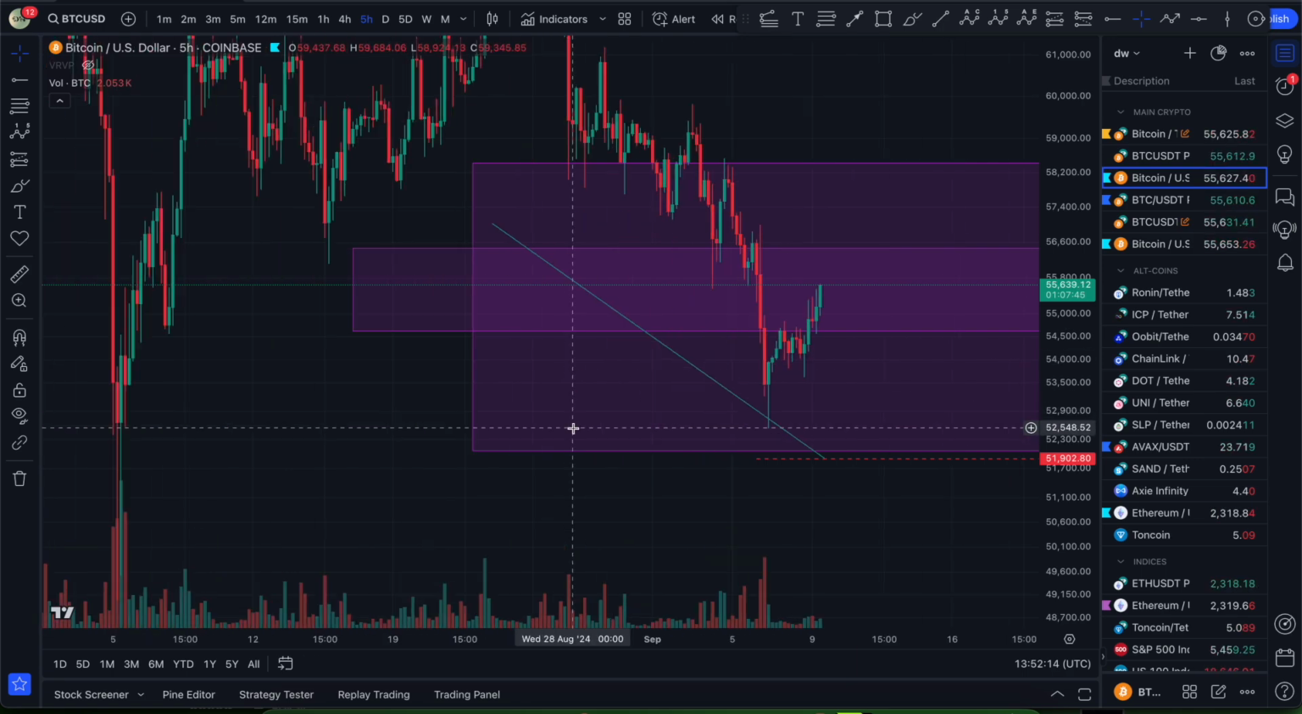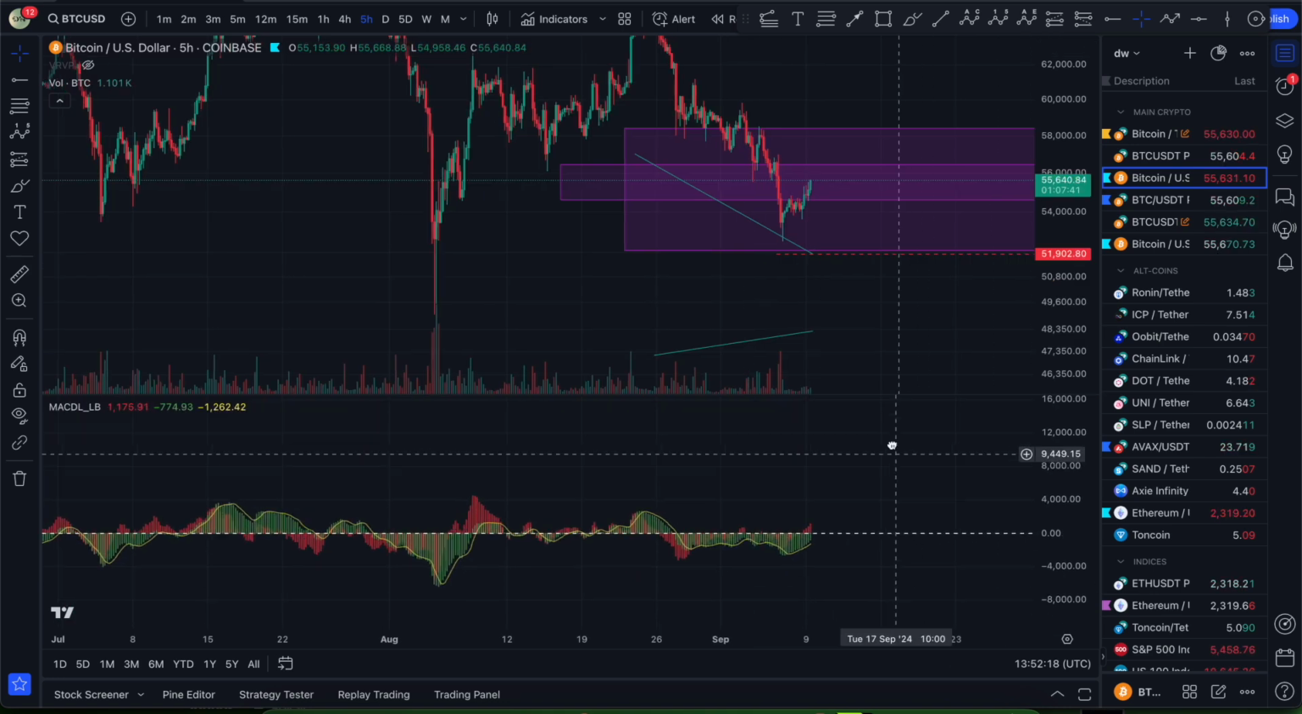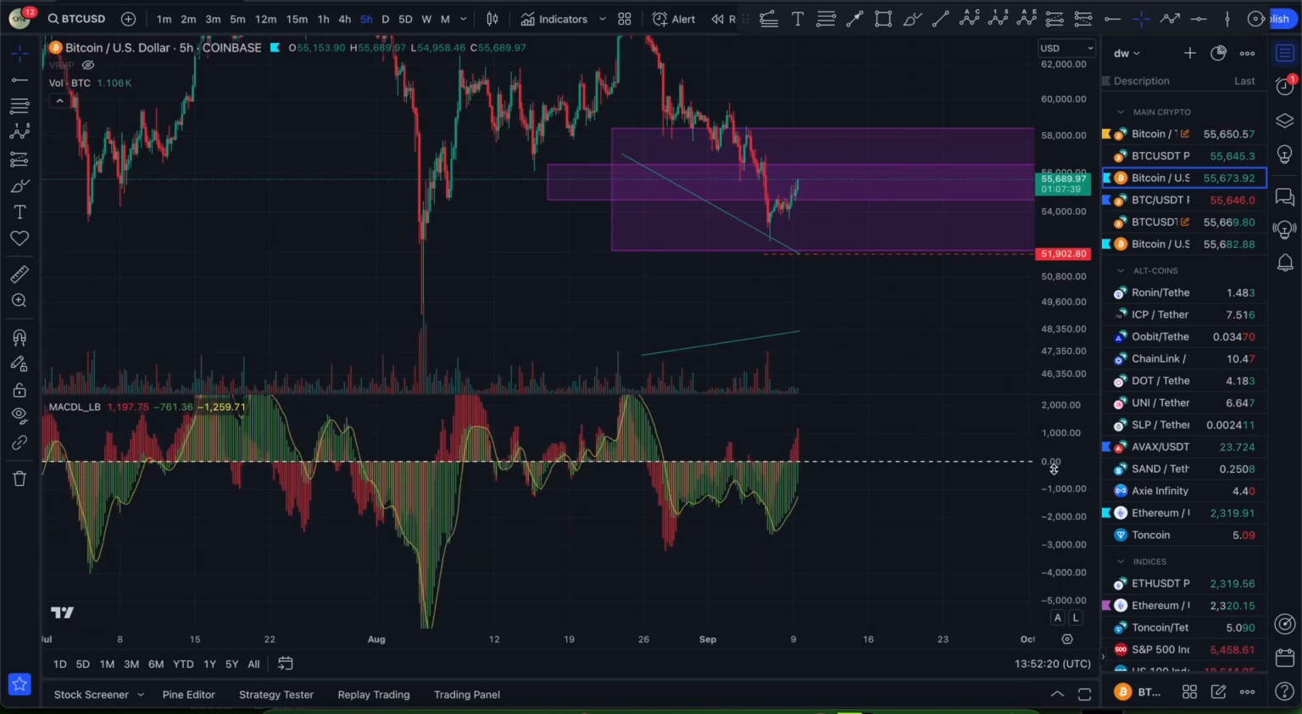That's also a great condition. Plus, if we open the MACD right now, we can see some divergence on the MACD as well. You can see that the price here, let me show you, is actually decreasing, like this.